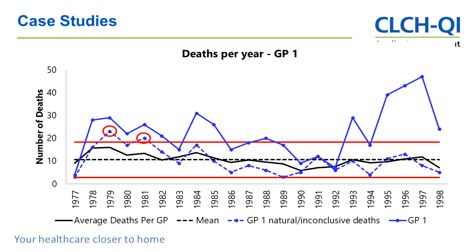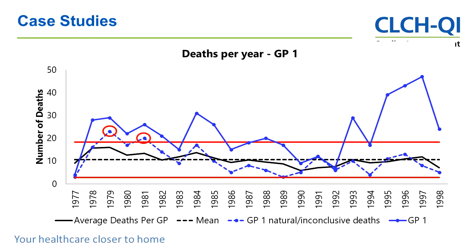So we can see here again, this is the data of the number of deaths under Harold Shipman's care between 1977 and 1998. The solid blue line is plotting all deaths under his care. And the dotted blue line are the number of deaths that were confirmed as natural or inconclusive under the Shipman inquiry in 2001. Now you can see there are 2 astronomical points here.